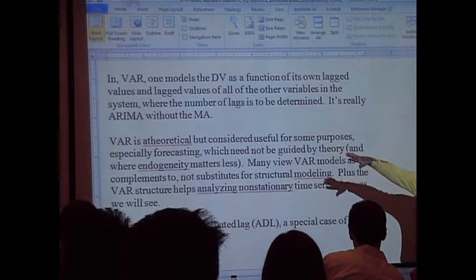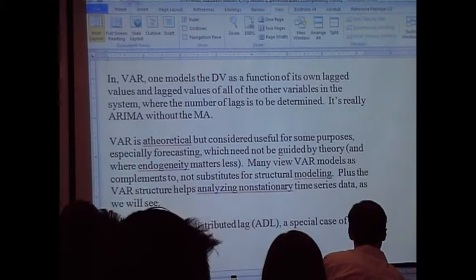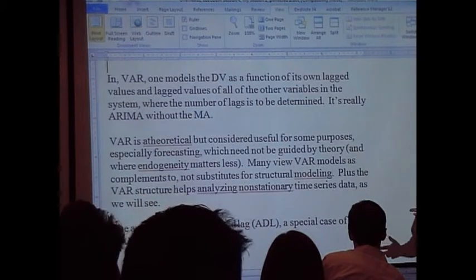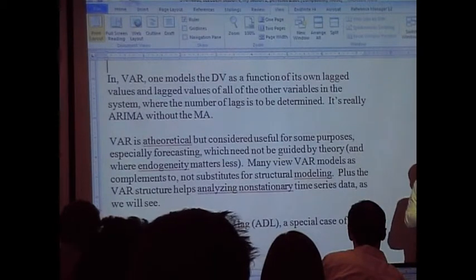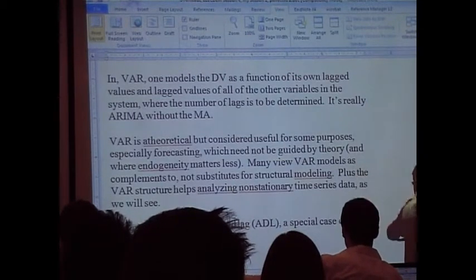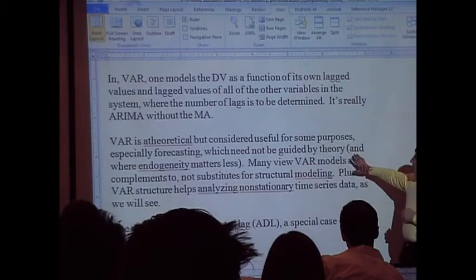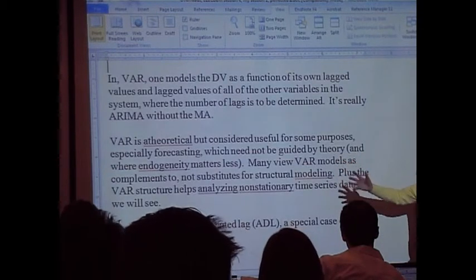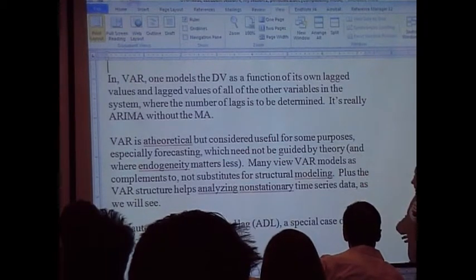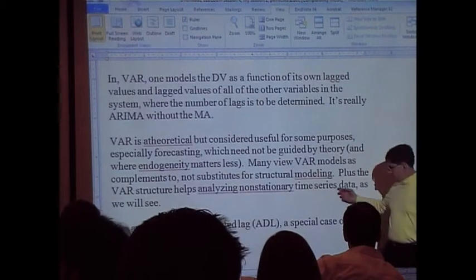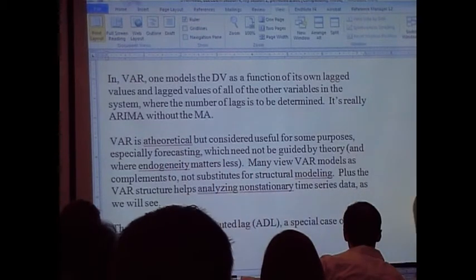It was useful for forecasting when people were entirely worried about theory. If we can forecast really, really well, then great. We don't know why it forecasts well, but it forecasts well. And endogeneity maybe in forecasting is not a big deal, because it's the future. It's kind of hard to see the endogeneity problem. Some people view VAR models as complements to structural modeling, and the nice thing is the VAR model helps us get at this non-stationary time series. This is really one of the real benefits to it.